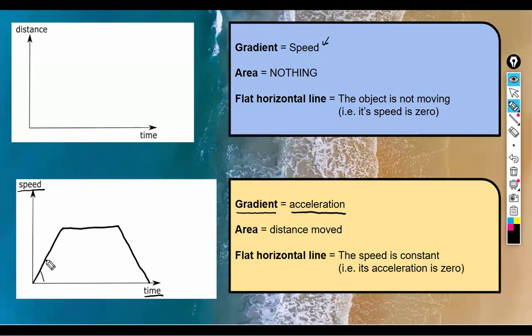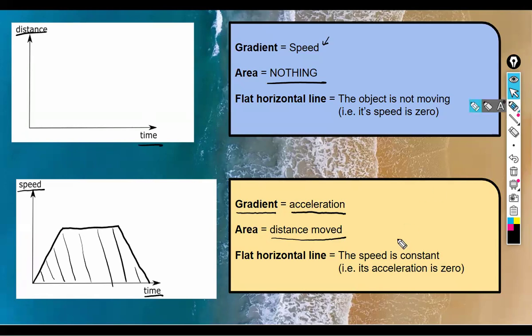If you were to find the area underneath a speed time graph, it actually tells you something useful this time. Remember, in a distance time graph, the area underneath the graph tells you nothing of importance. But in a speed time graph, if you were to find the area, that would be equal to the distance moved by the object. Okay? Right? Great.